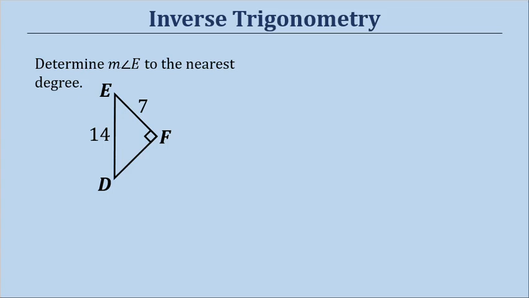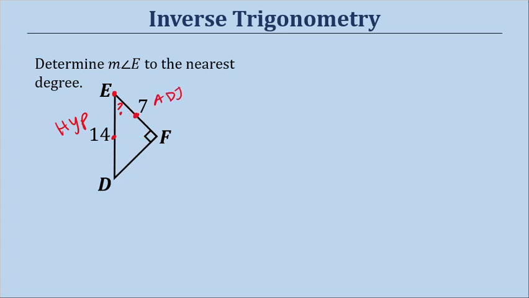For this last example, we're asked to determine the measure of angle E, so we want this corner here. We also have a number on this side and a number on this side, and we'll start off the problem by labeling them. The 14 is across from the right angle, making it the hypotenuse. The 7 is between the right angle and the angle that we're using. That makes it my adjacent.